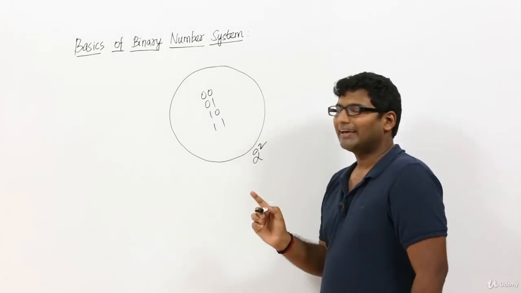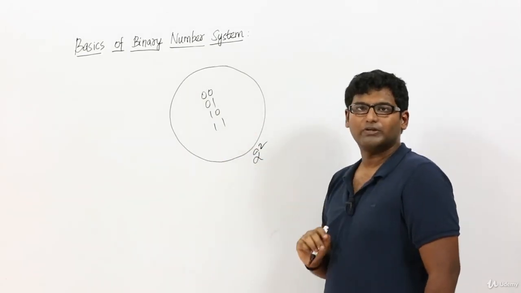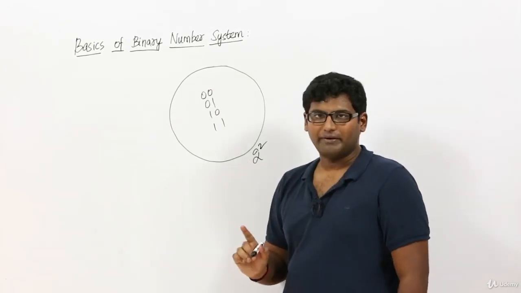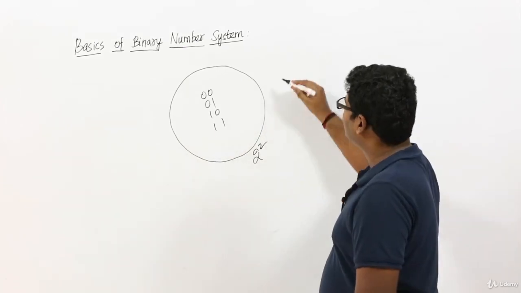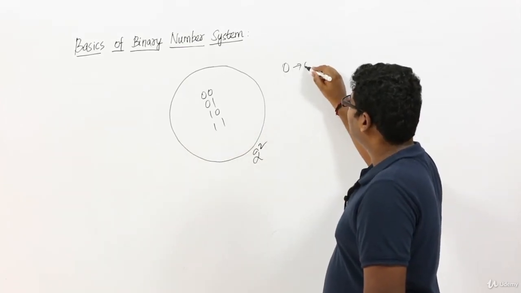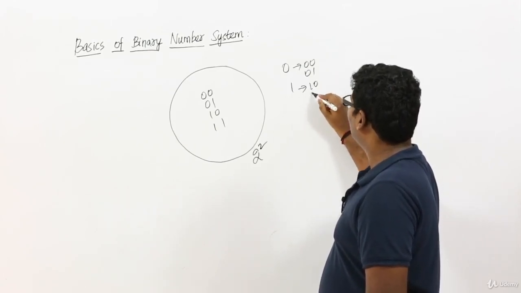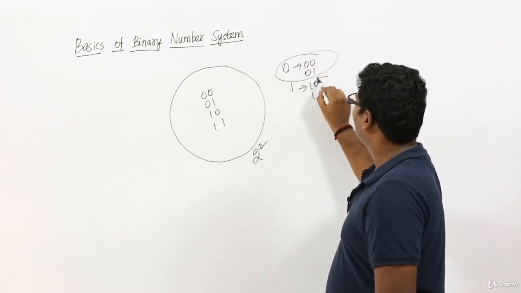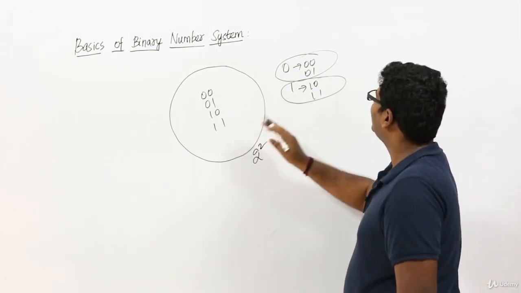Now, in case I want to divide these 4 numbers into two groups, what I should do is choose exactly one bit. Which bit? It can be either the first bit or the second bit. For example, the numbers starting with 0 are 00 and 01. The numbers starting with 1 are 10 and 11. So we have divided the 4 numbers into two groups.